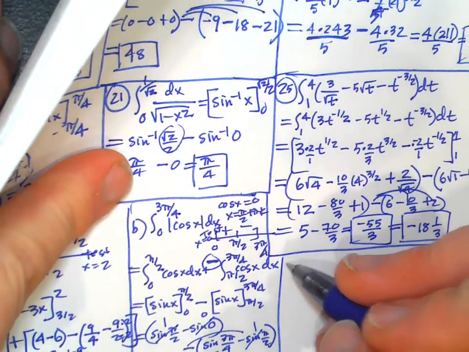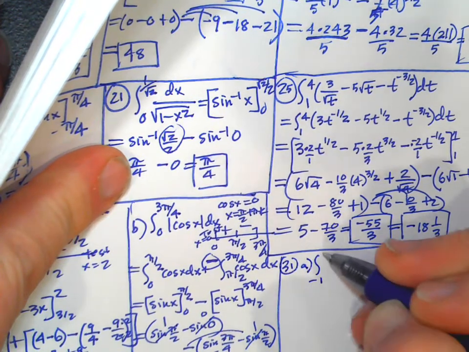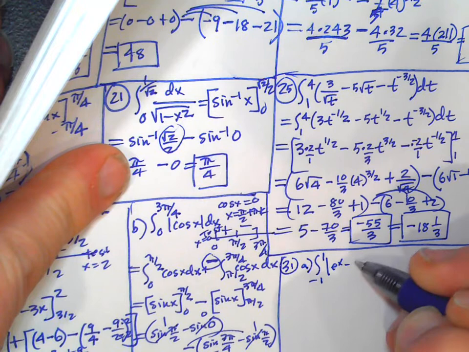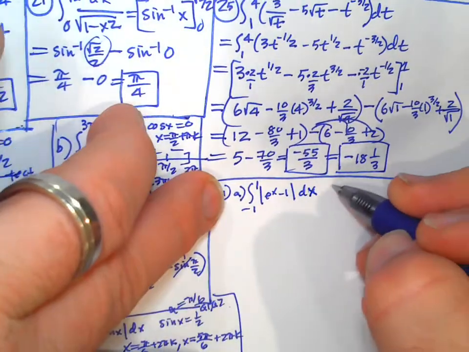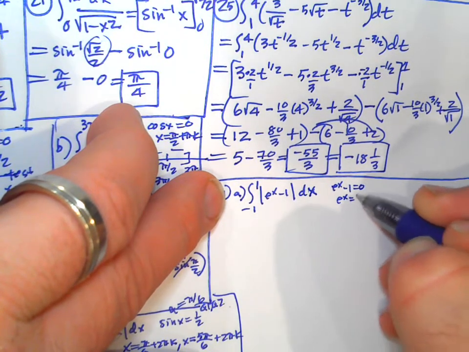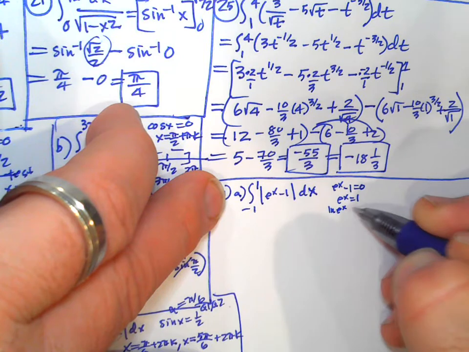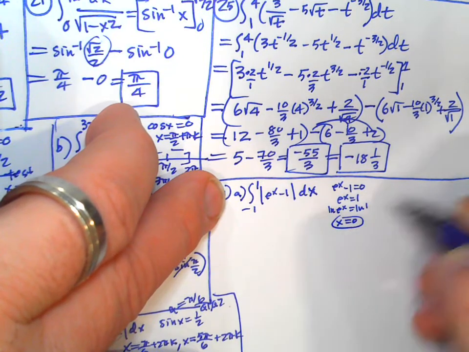Last one, 31 part A. Negative 1 to 1, e to the x minus 1, absolute values. So we've got to figure out where this equals 0. So it's going to be e to the x equals 1. We're going to take the natural log of both sides, and we get x equals 0.